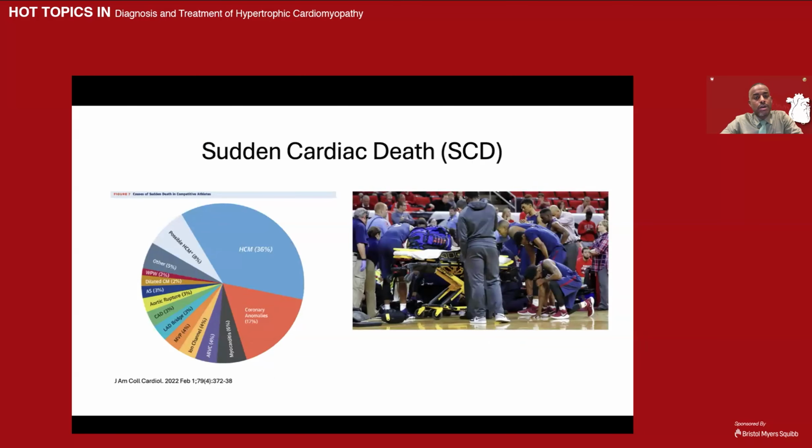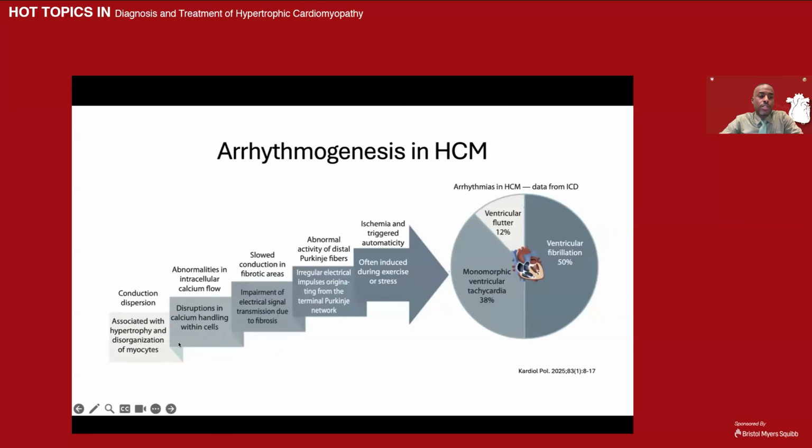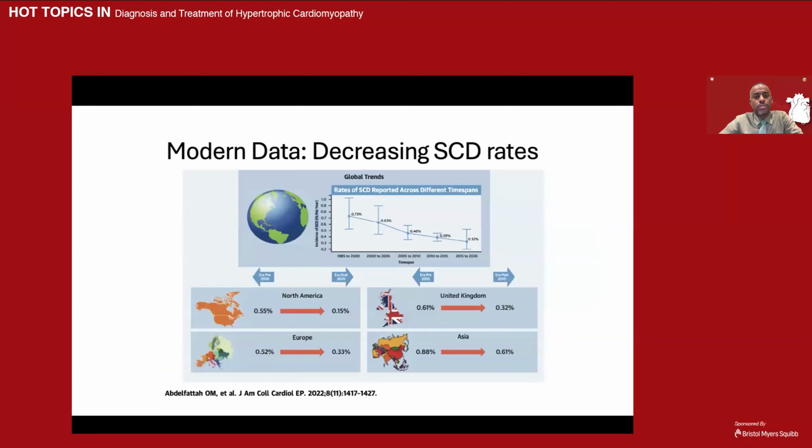Sudden cardiac death, well, in athletes and competitive athletes, hypertrophic cardiomyopathy accounts for up to 42% of all the cases of sudden cardiac death during competitions. So it's something that we take very seriously in screening of athletes. There's a lot of pathophysiology that can go into why this happens. Ischemia is involved, as well as abnormalities in the conduction system, and intercellular calcium flow. But basically, these patients have a 50% chance of developing ventricular fibrillation, and the rest is all VT. So discussions about ICD are very paramount.